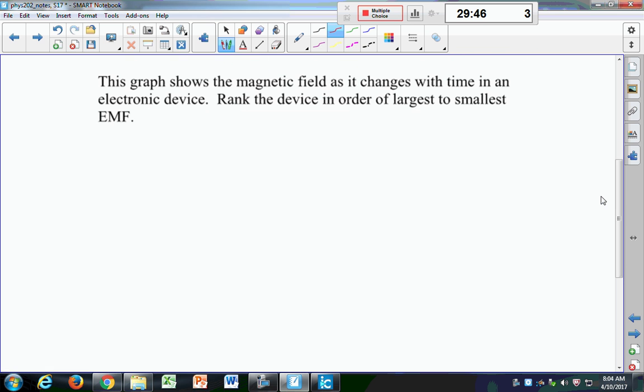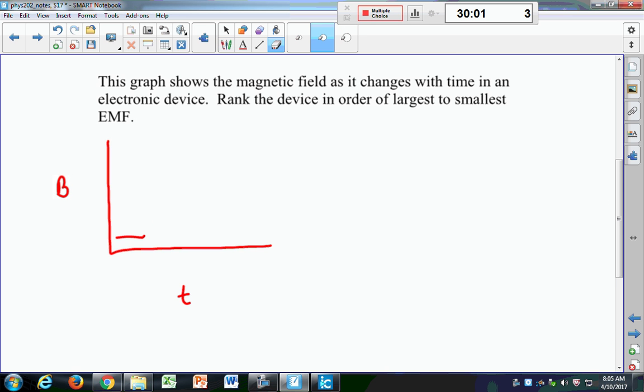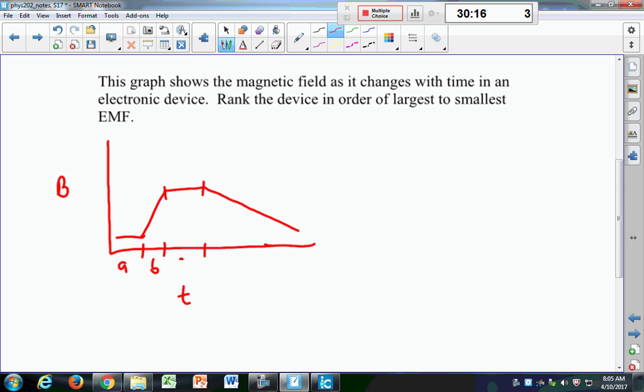All right, let's look at this graph. I'm going to draw it for you, a graph that shows B versus t. It looks like this. I'm going to break it into several parts. This part we'll call A, this part we'll call B, this part, which goes from here to here, we'll call C, and here this will be D, and this will be E. All right, so I have these five different parts on this graph, and I want you to rank them in order of biggest to smallest EMF.